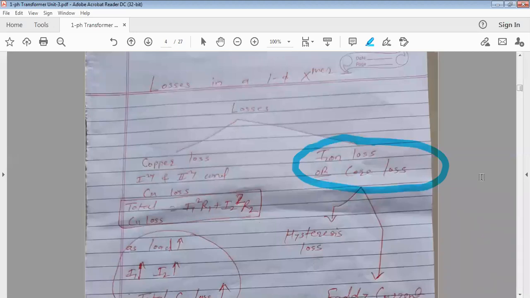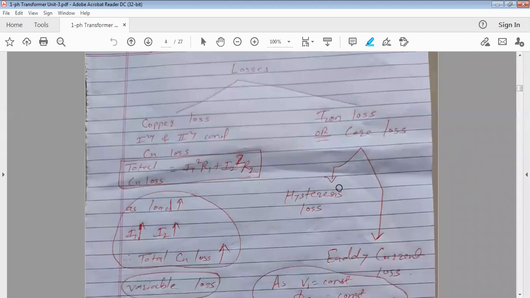Okay. So it's a laminated core. So whatever the losses which take place in the core of a transformer is called as core loss or iron loss. Okay. Now, hysteresis loss and eddy current loss it is called. Two types of losses take place in core of a transformer, eddy current loss and hysteresis loss.